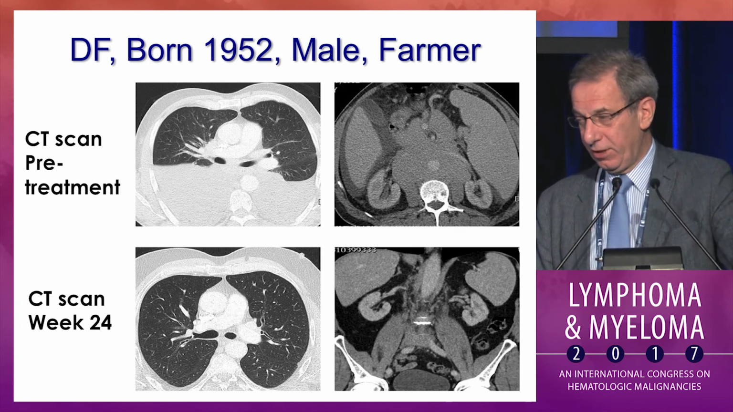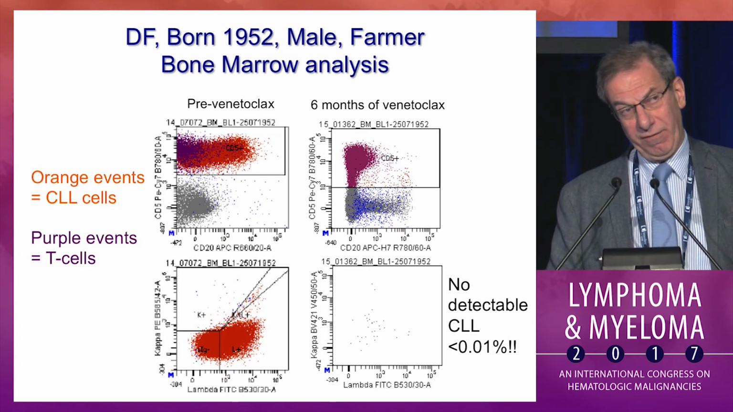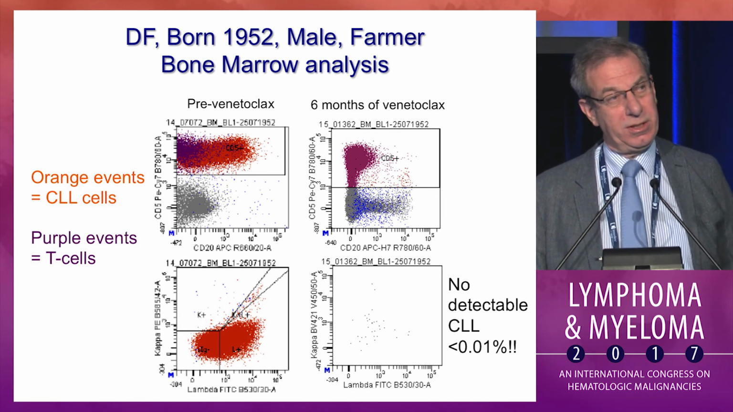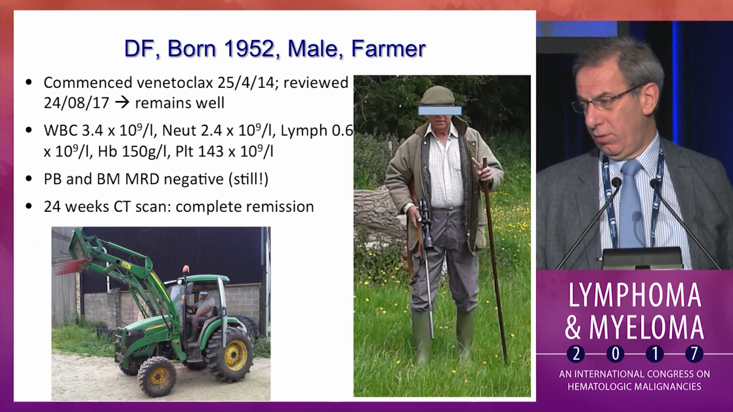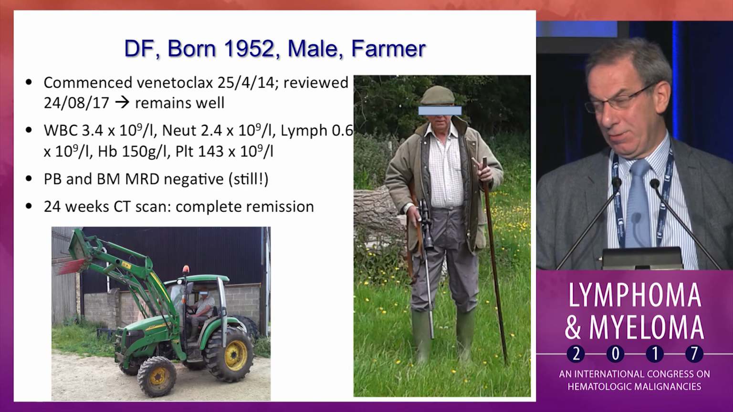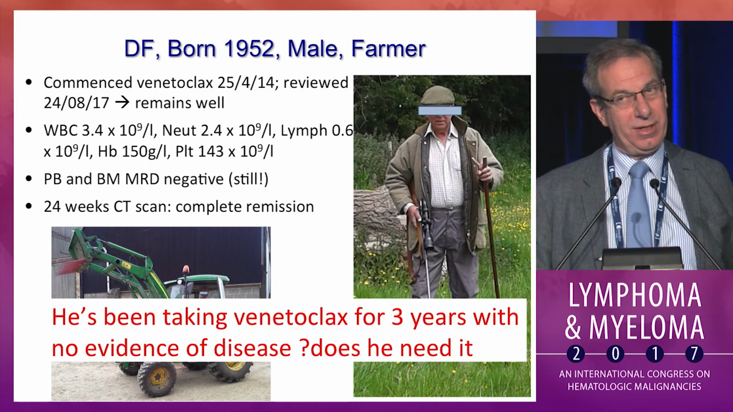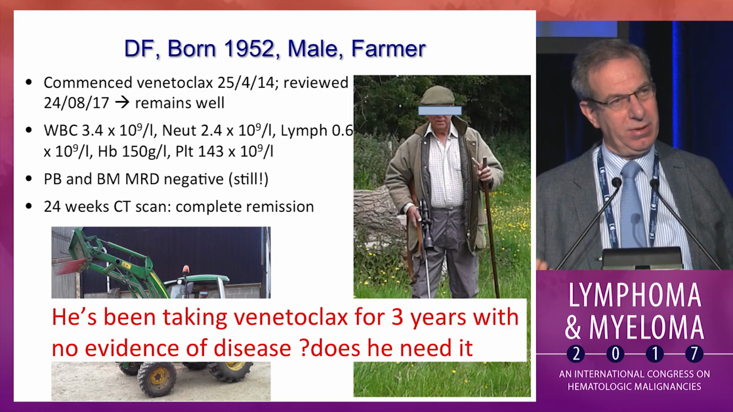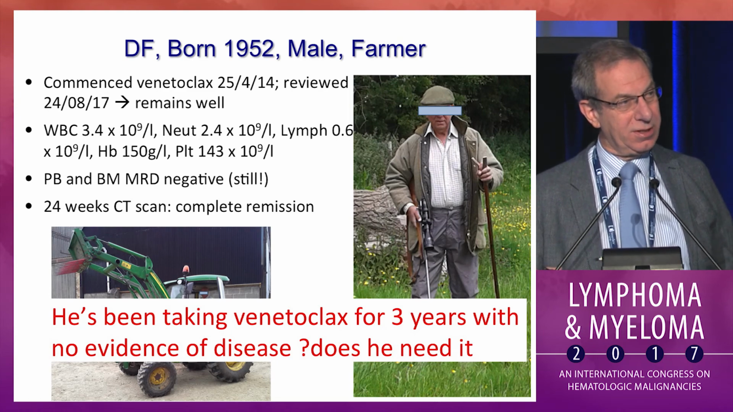What was really impressive with this patient was this is his disease before he started treatment in the marrow, and at 6 months, he had no detectable disease by our flow cytometry. So this is the patient now. He's got his gun back, he's back farming, his blood count's normal, he was MRD negative, and he's been MRD negative now for 3 years. He's still taking venetoclax because he's in a trial and has had no side effects. So in the real world, do we actually need to continue this therapy?